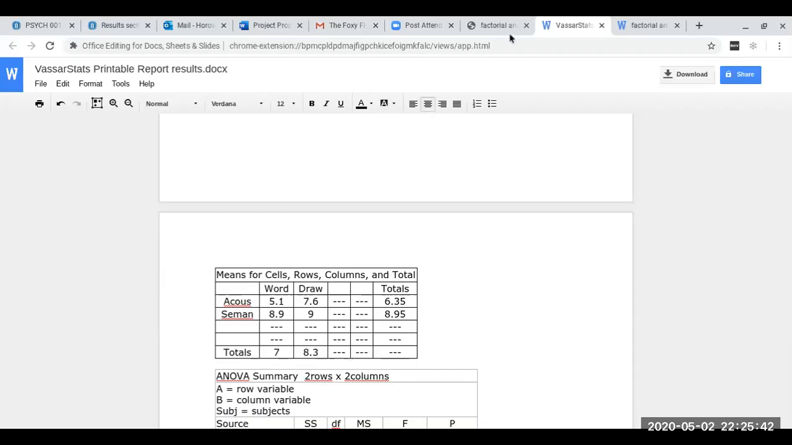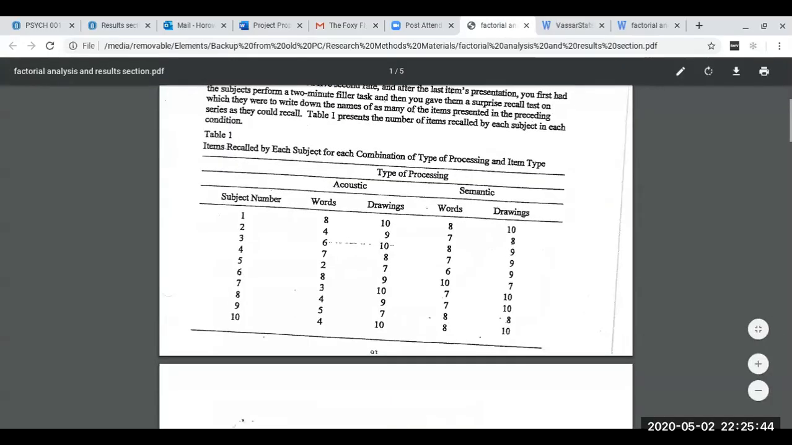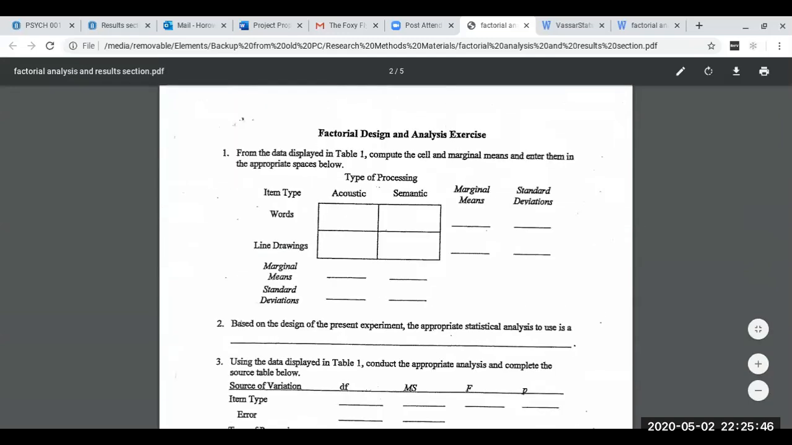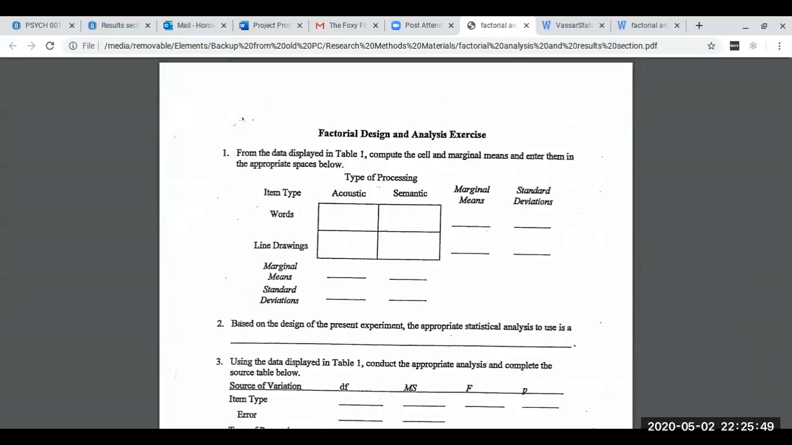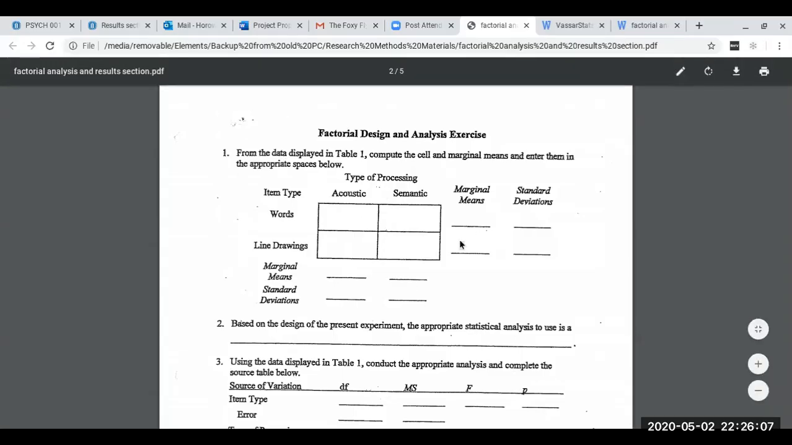So going back here to this, we look down below and it says, factorial design analysis exercise. From the data displayed in Table 1, compute cell means and marginal means and enter them in the appropriate spaces. So again, I'm not worrying about standard deviations. We're not going to deal with that. Number 1 on this exercise says, what are the 4 means and what are the marginal means? So here and here would be the marginal means for acoustic and semantic. Words and line drawings would be over here.